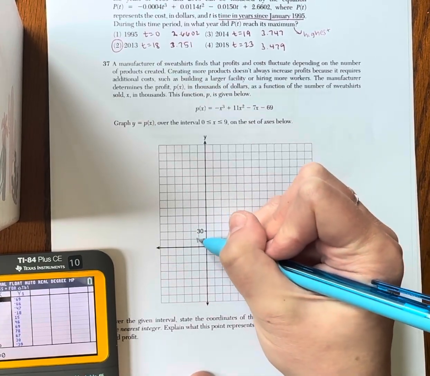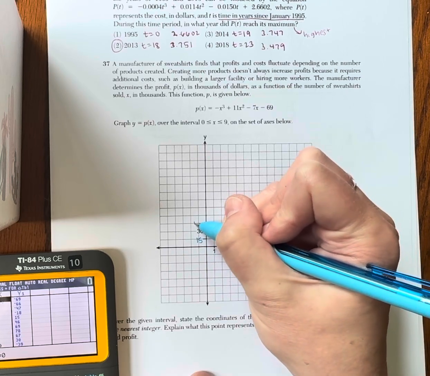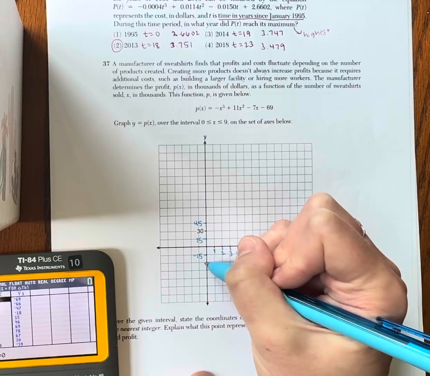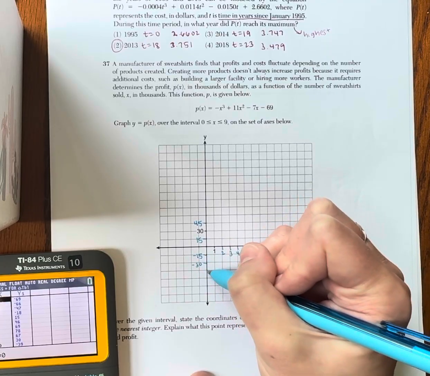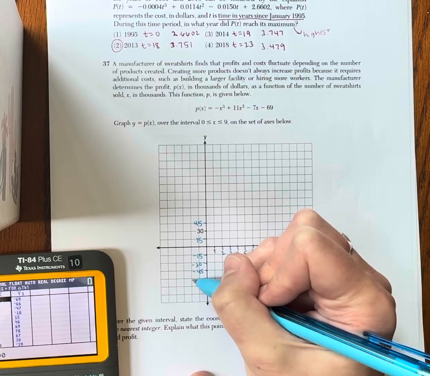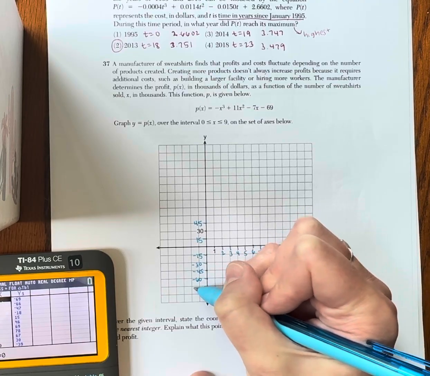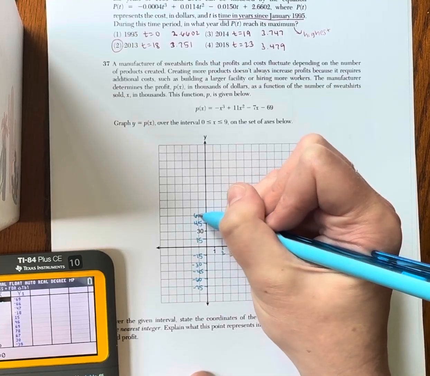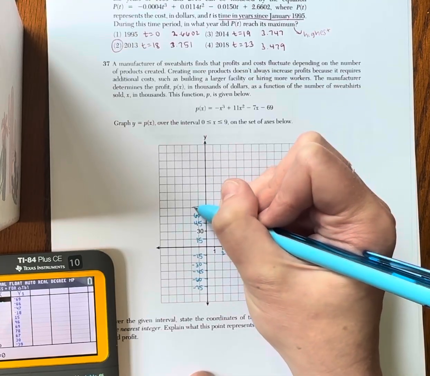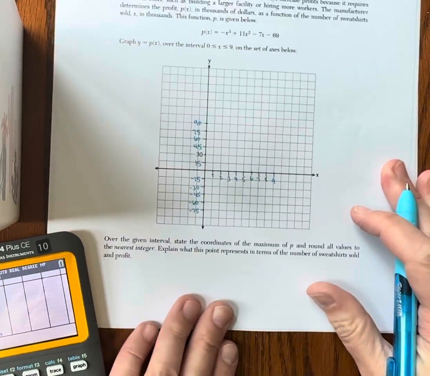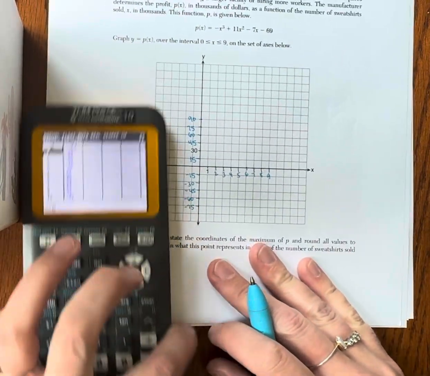If this is 30, then this would be 15. We could start counting by 15s. Negative 15, negative 45, negative 60, negative 75. All right. All right, let's get a few on here. There we go. All right, so I'm going to plot some of these points.